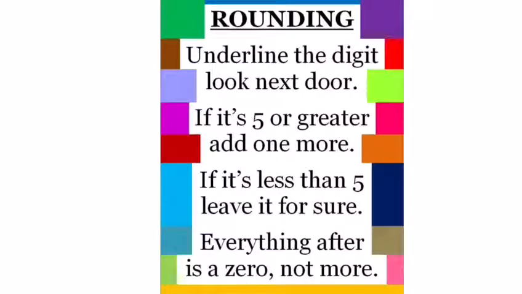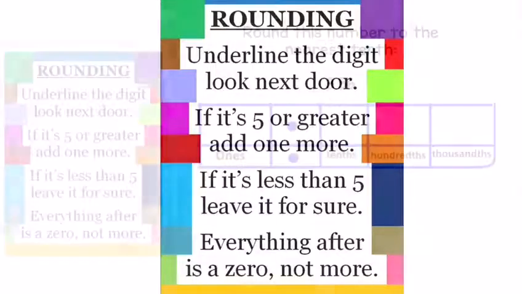So to start with, we're going to recap on the poem that we used when we were doing rounding in class. So that poem is: underline the digit that you've been told to round to. Look next door, so look to the number on the right. If it is 5 or greater, add one more, as in add one more to the underlined digit. If it's less than 5, leave it for sure, so you leave it at the number it is. Everything after it is 0, not more. So let's work through some of those examples.